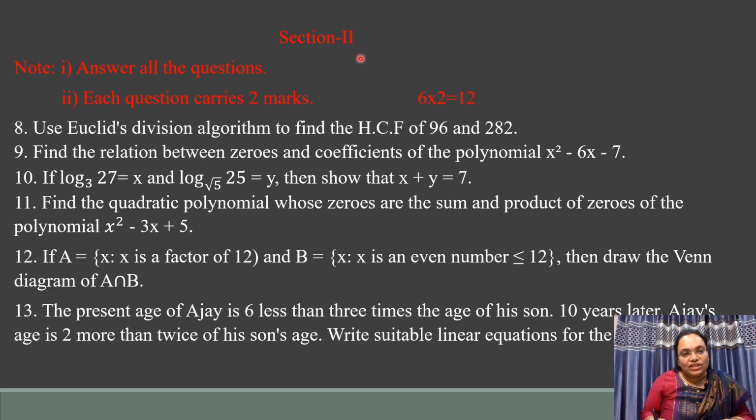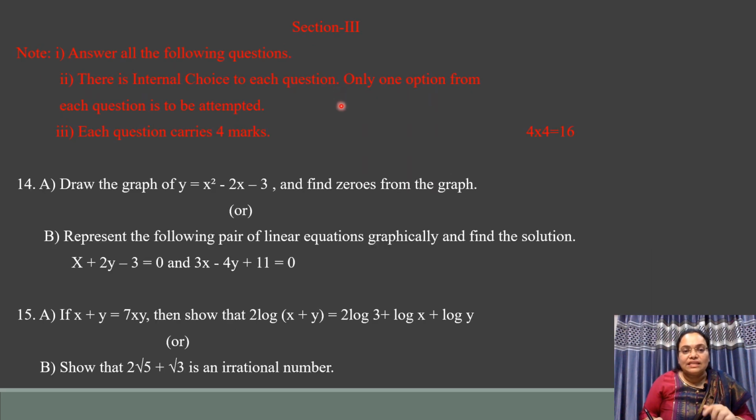The next is section 2. You will have 6 questions. You will have to answer all the questions. Each question carries 2 marks. The next section is section 3. You will have 4 questions. Each question carries 4 marks. You will have to answer all the questions. You will have an internal choice in the questions.